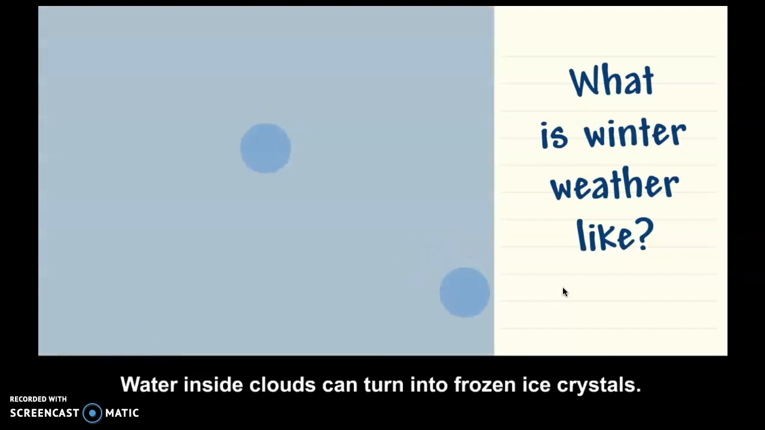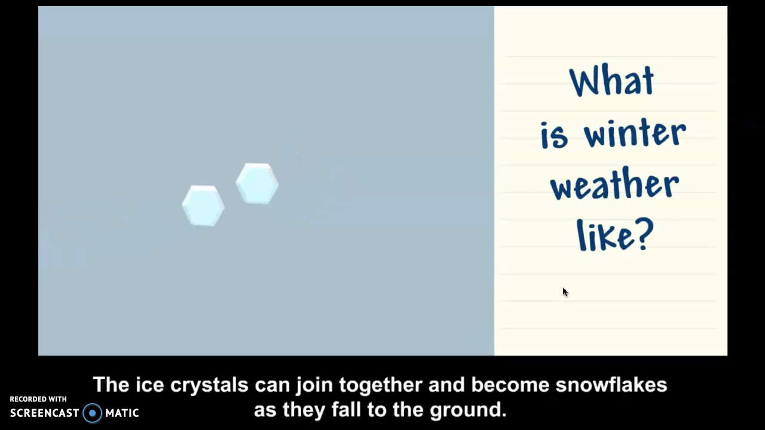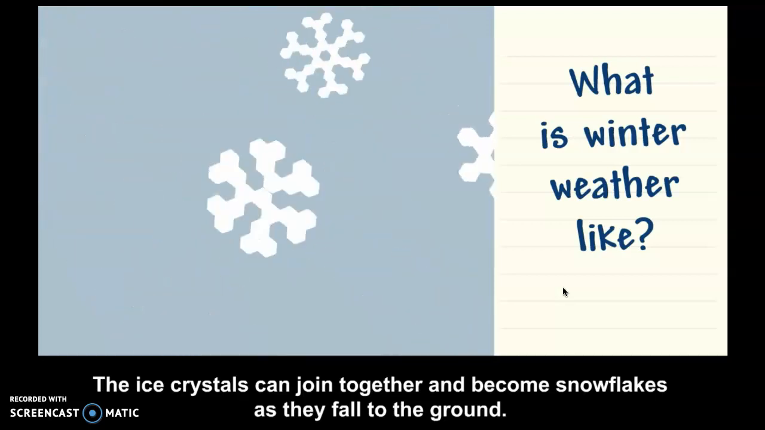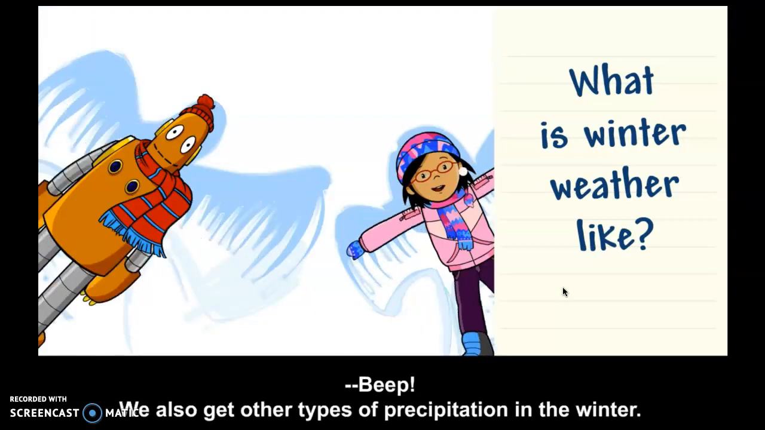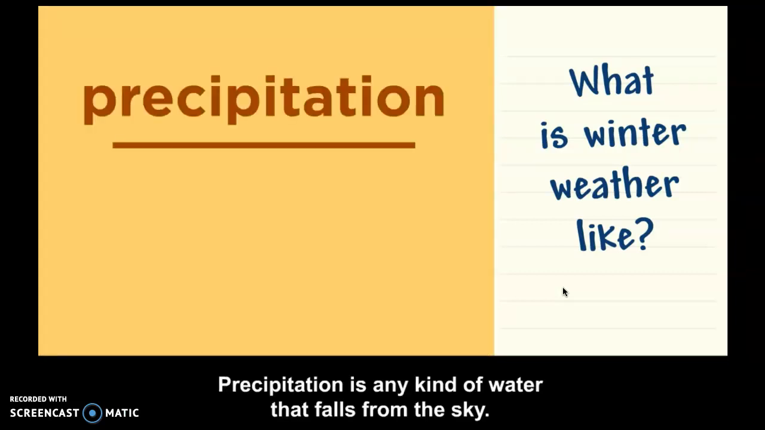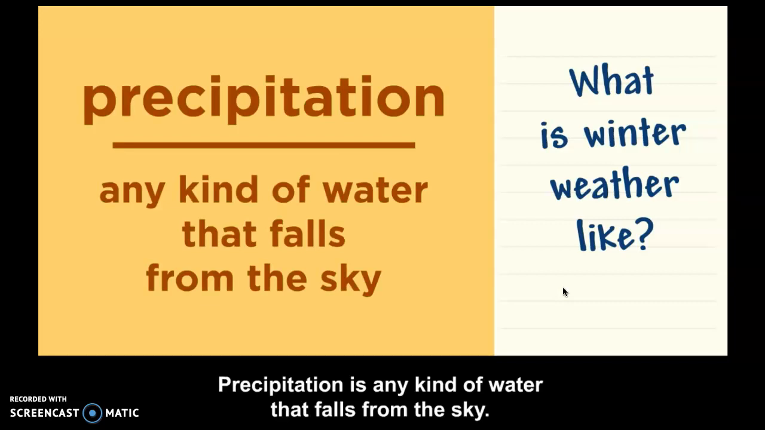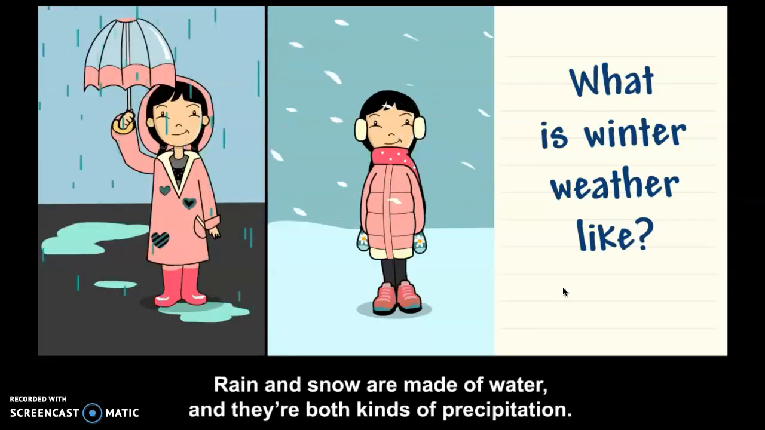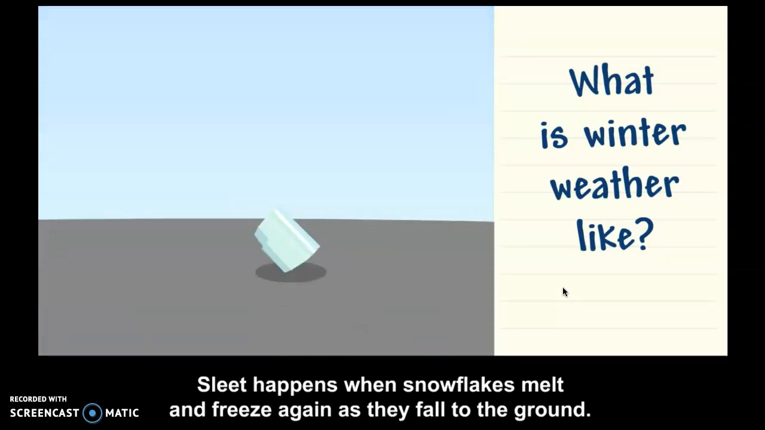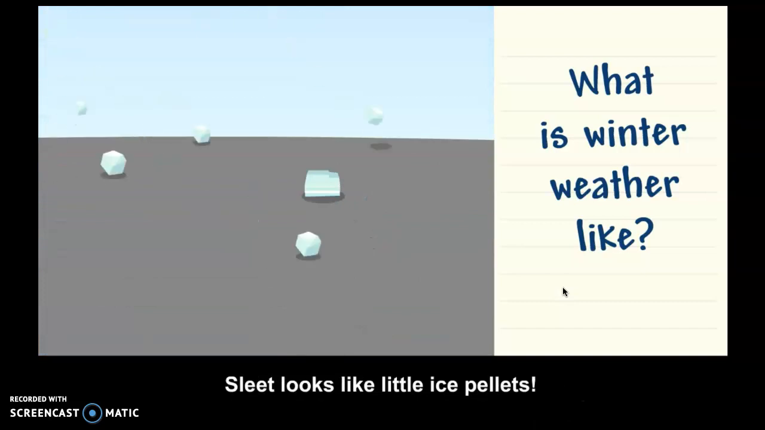Water inside clouds can turn into frozen ice crystals. The ice crystals can join together and become snowflakes as they fall to the ground. We also get other types of precipitation in the winter. Precipitation is any kind of water that falls from the sky. Rain and snow are made of water, and they're both kinds of precipitation. Sleet happens when snowflakes melt and freeze again as they fall to the ground. Sleet looks like little ice pellets.